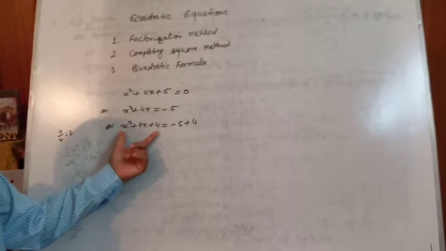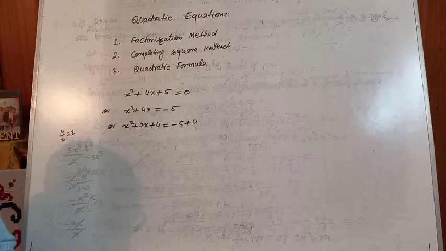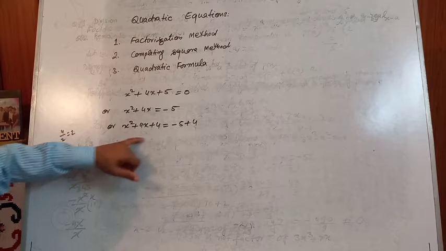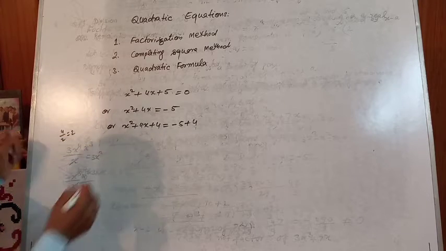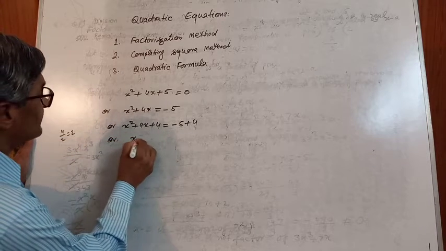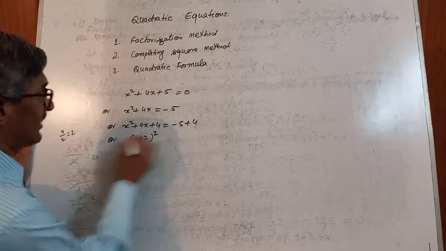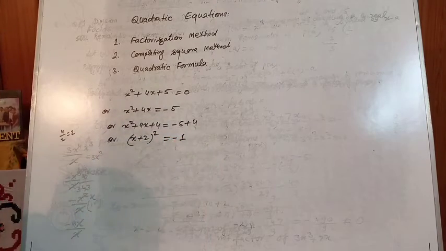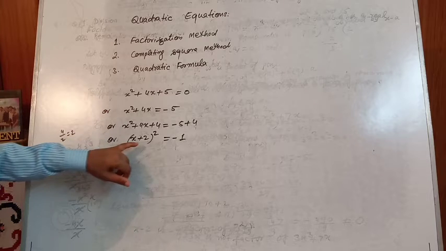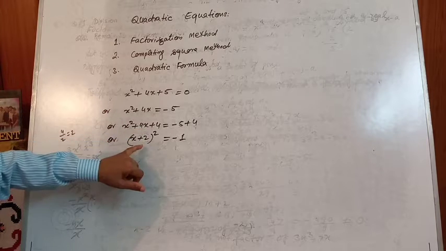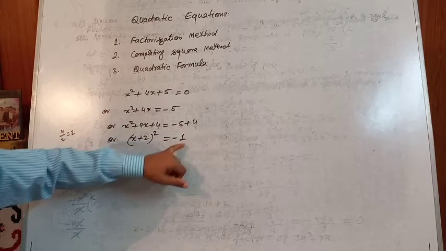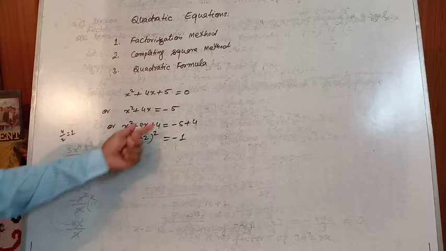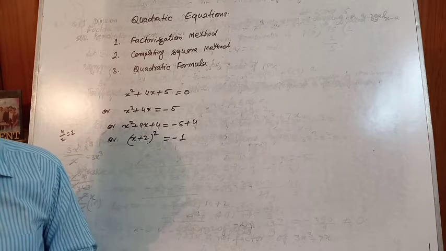Now the left side becomes a complete square. This is the square of x plus 2, x plus 2 whole square. And solving the right side, we get minus 1. Here you see x plus 2 whole square is equal to minus 1.